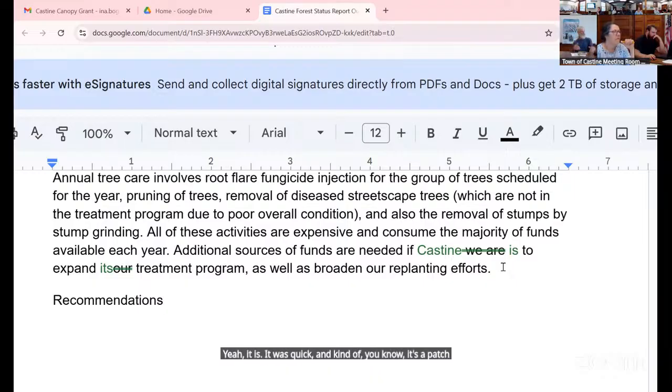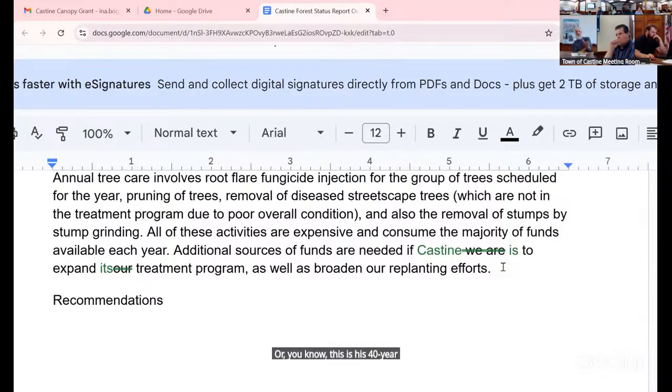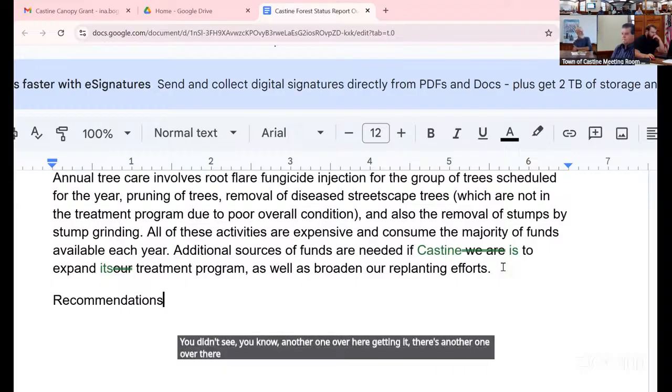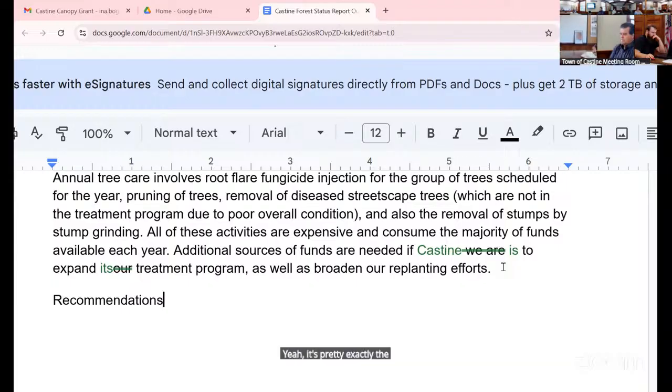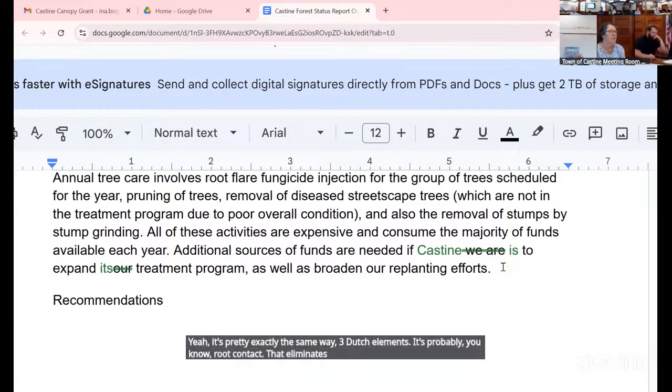A patch of trees, but you don't see another one over here getting it and another one over there. I haven't dealt with it in 40 years, but you treat it as a neighborhood. It's treated exactly the same way you treat Dutch elm. Okay. And probably root contact, and eliminate the use of any treatment.